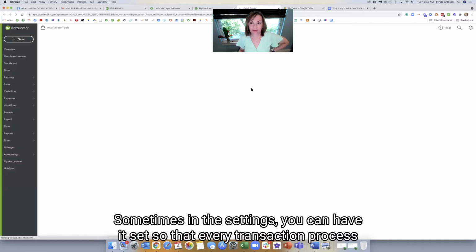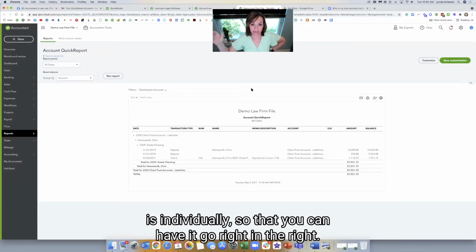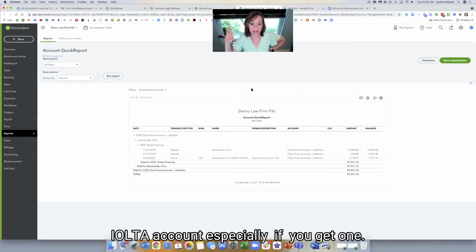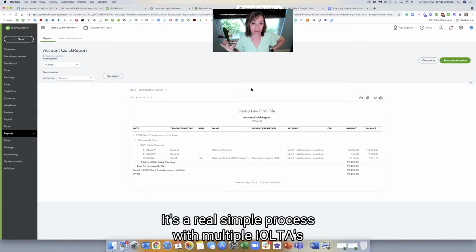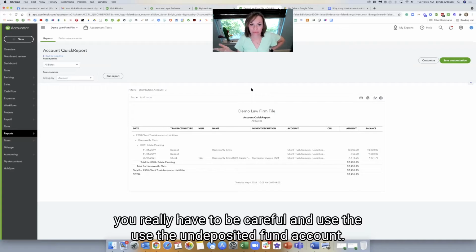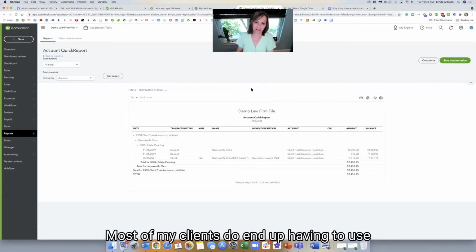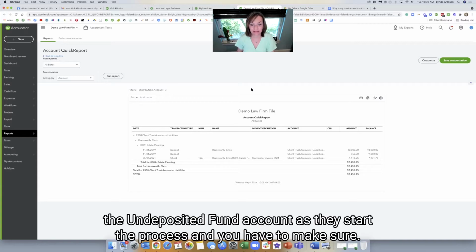Sometimes in the settings, you can have it set so that every transaction processes individually so that you can have it go right into the right IOLTA account, especially if you have one. It's a real simple process. With multiple IOLTAs, you really have to be careful and use the undeposited fund account. Most of my clients do end up having to use the undeposited fund account as they start to process, and you have to make sure.